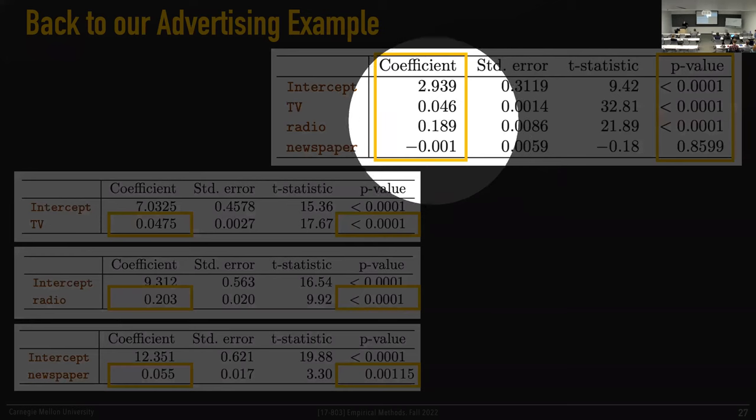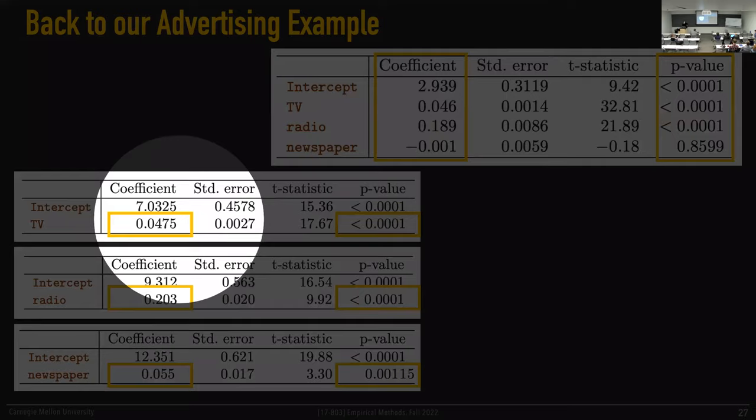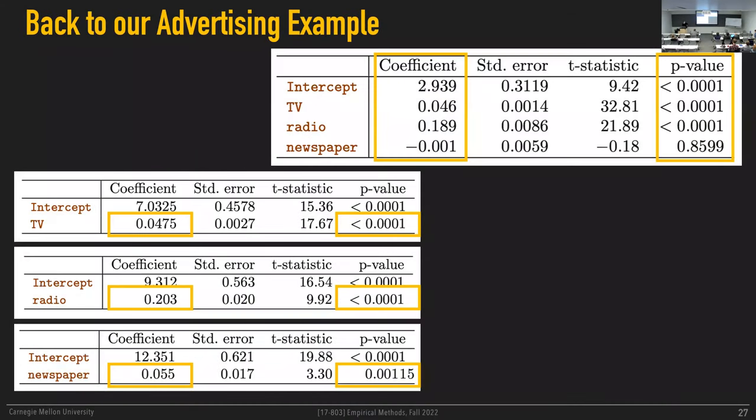By the way, TV 0.04, TV 0.04, so the estimates are pretty close otherwise. But when you model them jointly, you lose the effect of newspapers, which you would have mistakenly concluded is there if you had modeled them separately, independently. So this is an example of why this joint modeling approach is always better than the pairwise bivariate approach.